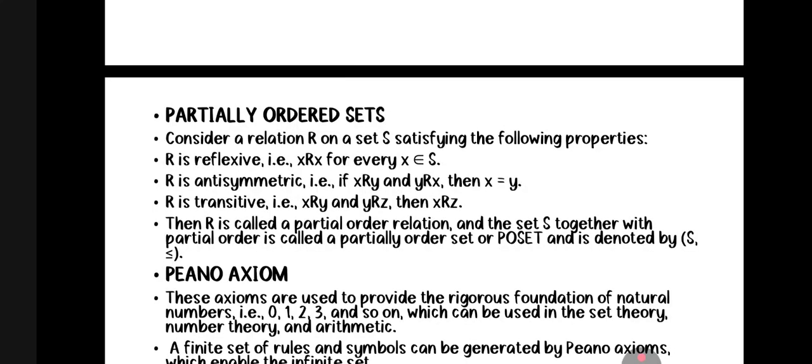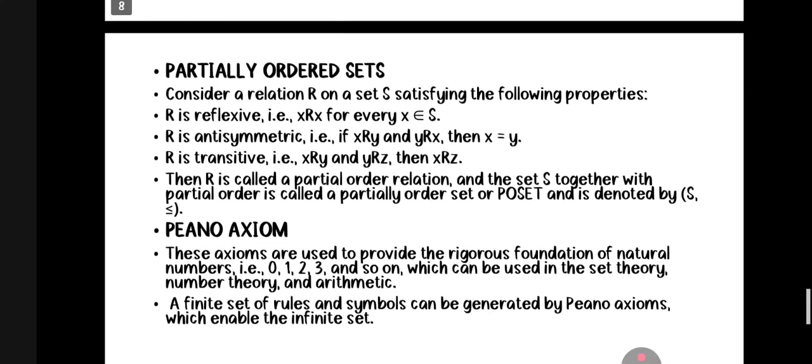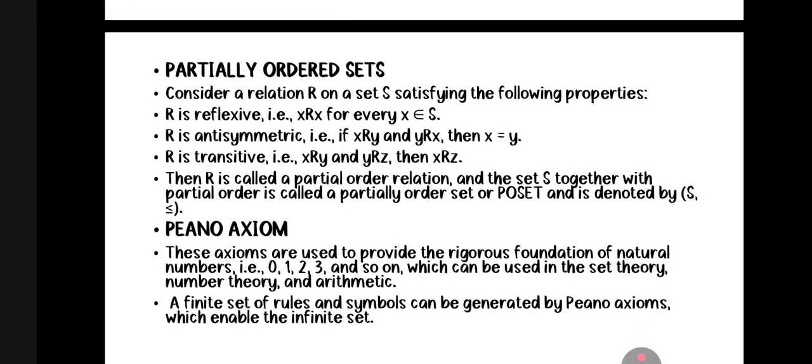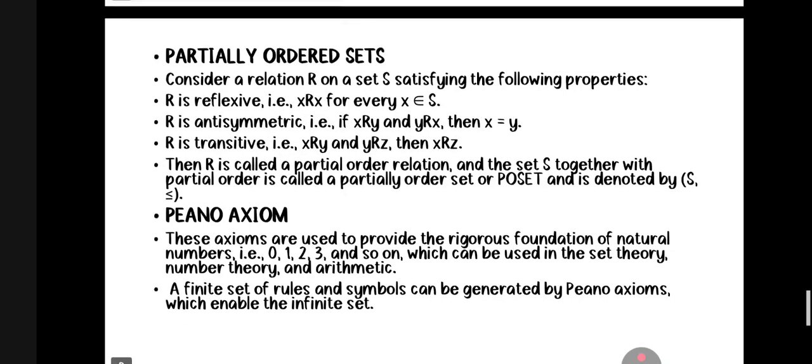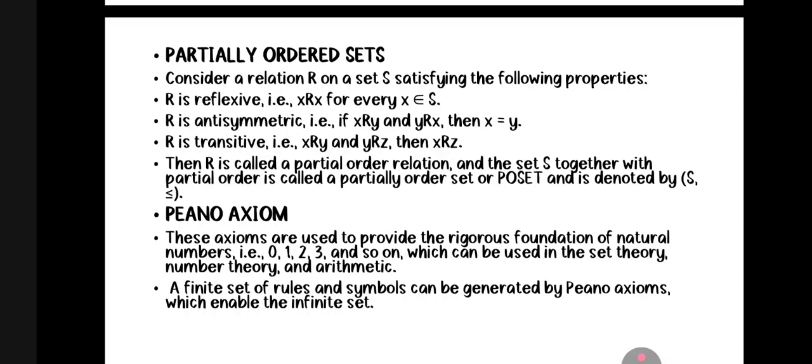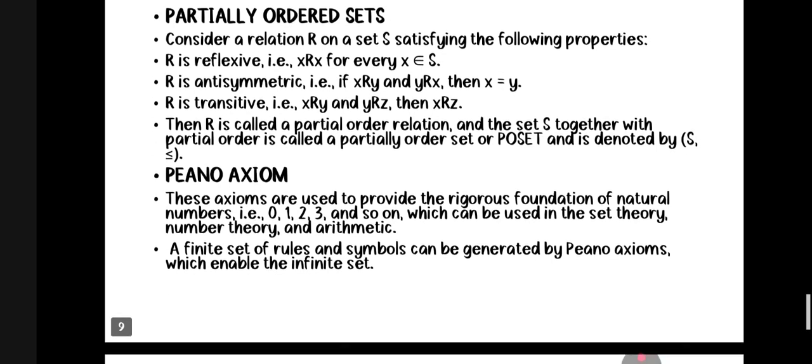Partially ordered set. Consider a relation R on a set S satisfying the following properties. R is reflexive: x R x for every x belonging to S. R is antisymmetric: if x R y and y R x, then x equals y. R is transitive: if x R y and y R z, then x R z. Then R is called a partial order relation, and the set S together with the partial order is called a partially ordered set, or POSET, and it is denoted by S, less than or equal.